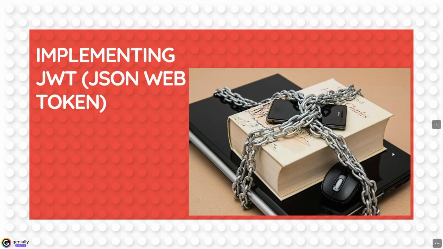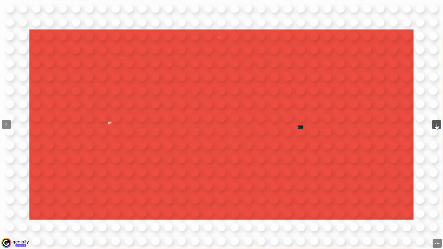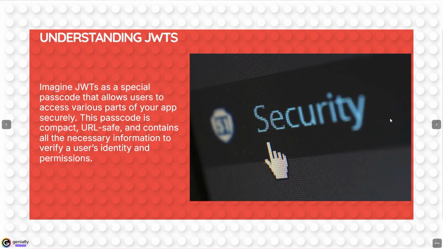In this video, we are going to talk about implementing JSON Web Token. Imagine JWTs as a special passcode that allows users to access various parts of your app securely. This passcode is compact, URL safe, and contains all the necessary information to verify a user's identity and permissions.